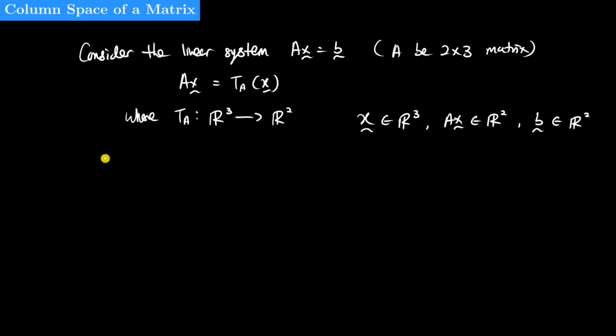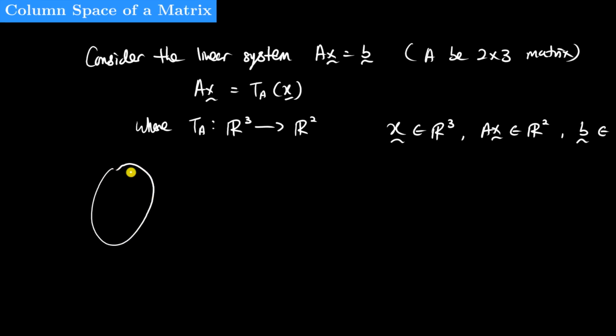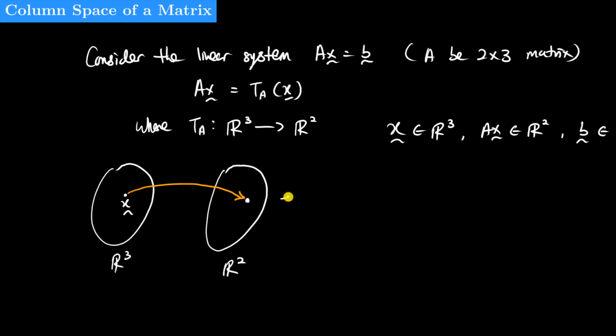Now on the transformation diagram here, we have our R3 space, and then we have our R2 space. A certain element x here is being mapped to its image. We call this T_A(x).